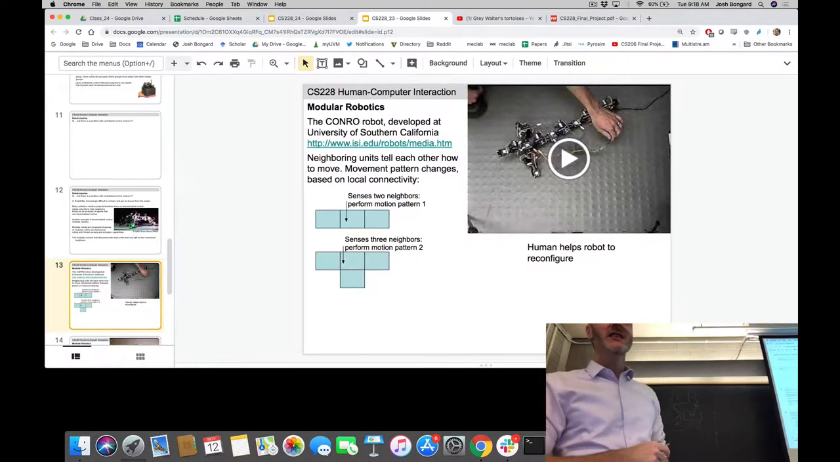Again, it uses decentralized control and a sort of riff on the Boids algorithm, which is each module that makes up the Conro robot is going to run a relatively simple heuristic, but it's going to choose from a set of heuristics, and the particular heuristic that it chooses to run is going to be a function of how many neighbors are attached to it. So in this cartoon example here, this module has two neighbors, so it's going to run a particular heuristic, but if at any point it has three neighbors, it will switch to a different heuristic.